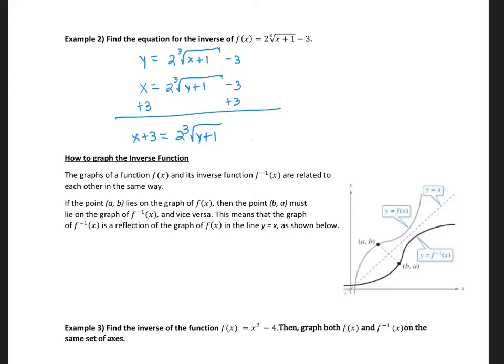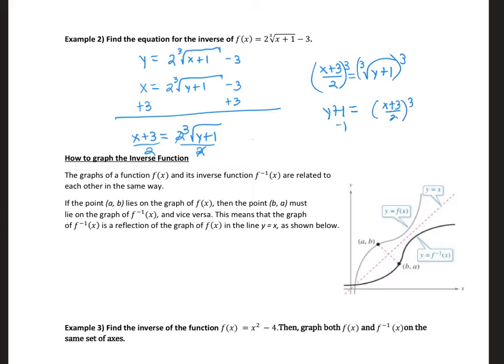I need to get rid of the 2 on the outside, and it's being multiplied by the cube root, so I'm going to do the opposite, dividing. And so now I get x plus 3 over 2 equals cube root of y plus 1. And to get rid of a cube root, remember I'm going to cube both sides, so raise both sides to the power of 3. And now I have y plus 1 equals (x plus 3 over 2) cubed.